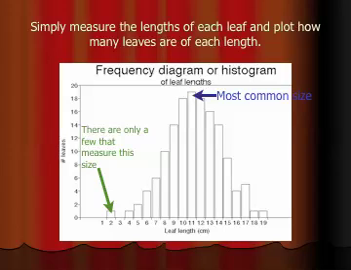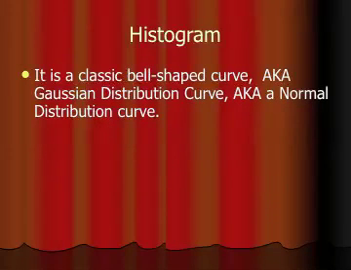Okay, this kind of graph is called a frequency diagram or a histogram. And a histogram is a classic bell-shaped curve. It has the shape of a bell, okay? And this histogram is also known as a Gaussian distribution curve. And it is also known as a normal distribution curve, okay?